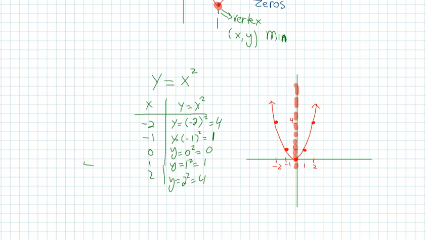Good. Where are your x-intercepts? How many x-intercepts do you have? Only one, which is at (0, 0). You're only intersecting the x-axis once. Good. What's your y-intercept? Again, at (0, 0). It's intersecting the y-axis right here, right?